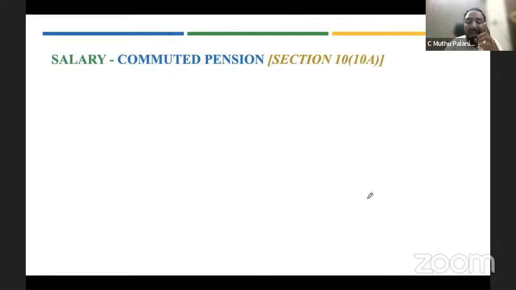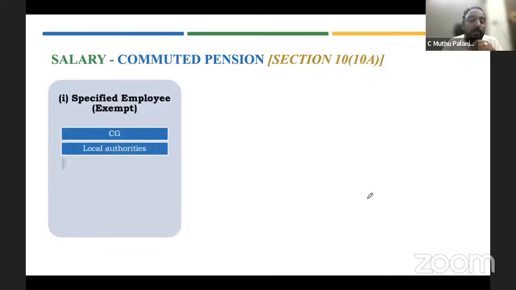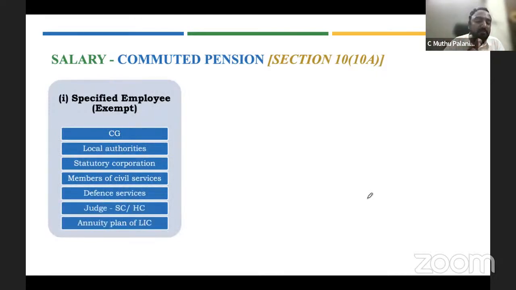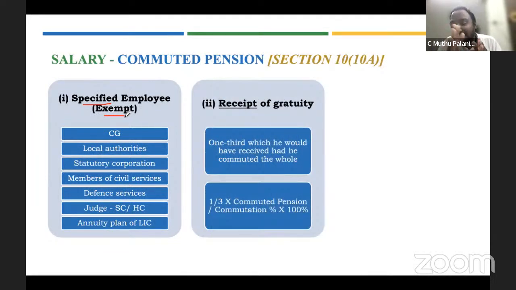So when I say uncommuted, it is fully taxable. So if the question says 6,000 was received for 5 months, 6,000 into 5, 30,000 is fully taxable. No doubt about it. Government employee, non-government employee, whoever it is. But if it is commuted pension, for some categories it is exempt, for some categories it is partially exempt. So we are talking about a situation where it is a specified employee and it is fully exempt. That is 100% exempt. Who are these people? Central government employee, local authority, statutory, member of civil services, defense services, judge, annuity plan of LIC. In these situations, your commuted pension is exempt. In the other two situations, it is partially exempt.